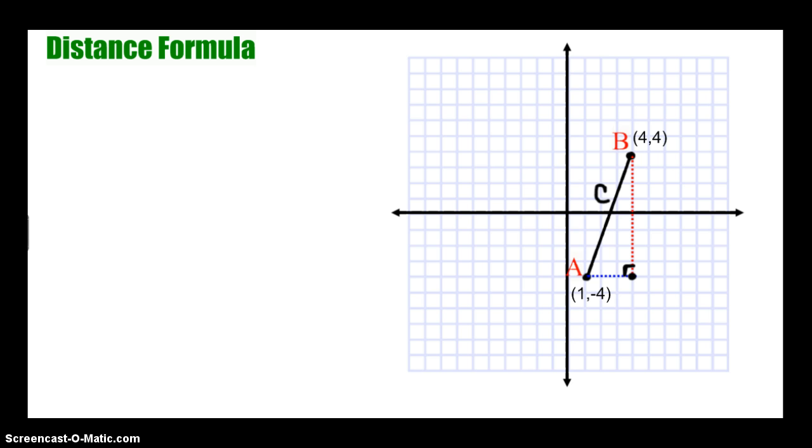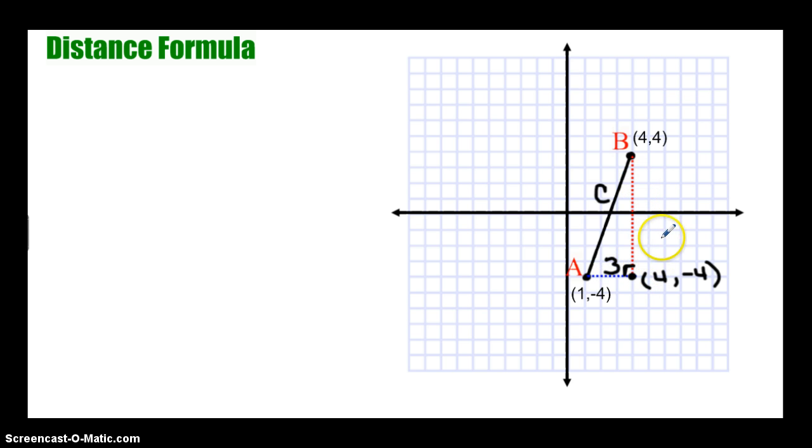The Pythagorean theorem states that the sum of the squares of the legs is equal to the square of the hypotenuse. So if we consider this point where we have our right angle at the point (4, -4), we can calculate the length of each of those legs of the right triangle. The distance from 1 to 4, how many units is that? That would be 3 units here.